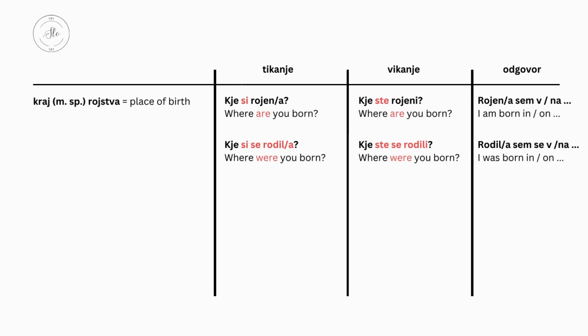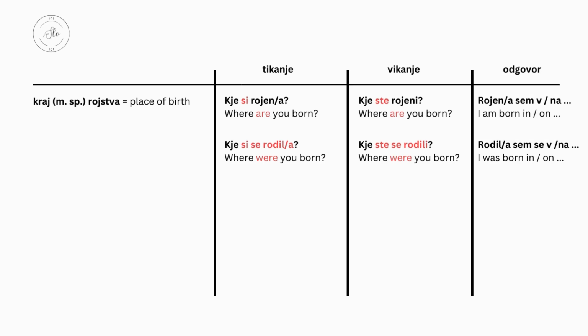Kraj rojstva. If you use tikanje, you can ask kje si rojen? If you're asking a man. Or kje si rojena? If you're asking a woman. If you use vikanje, you can ask kje ste rojeni? Please note that these questions are in the present tense. And then you can reply rojen sem if you're a man, or rojena sem if you're a woman. V or na. We will take a look at prepositions in a moment.